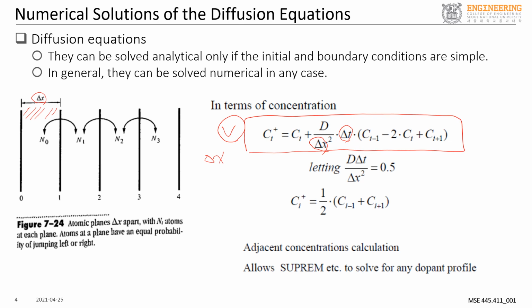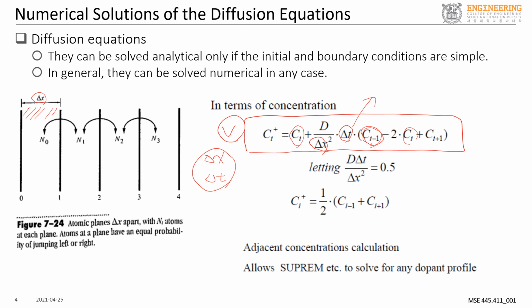And also, this concentration is changing with time, right? So if your delta t is really large, this is not constant during that delta t. So this equation also breaks down. So delta t also needs to be small enough. Both delta x and delta t should be small enough.